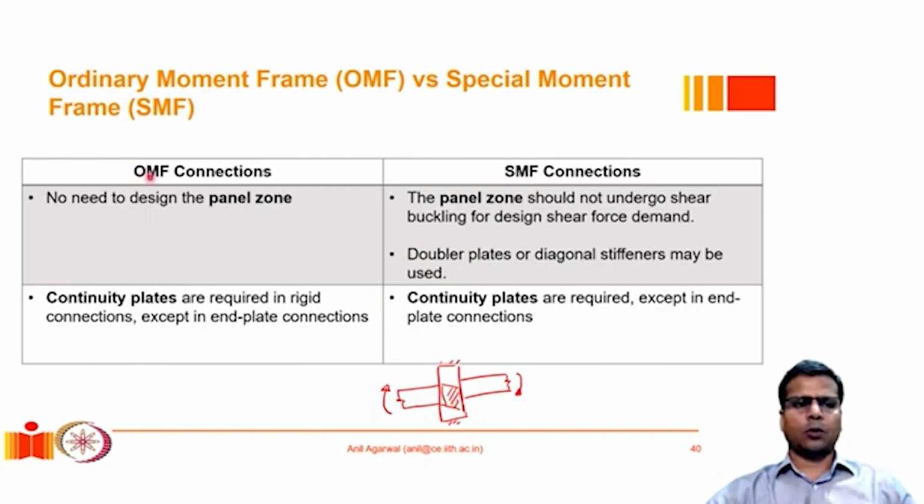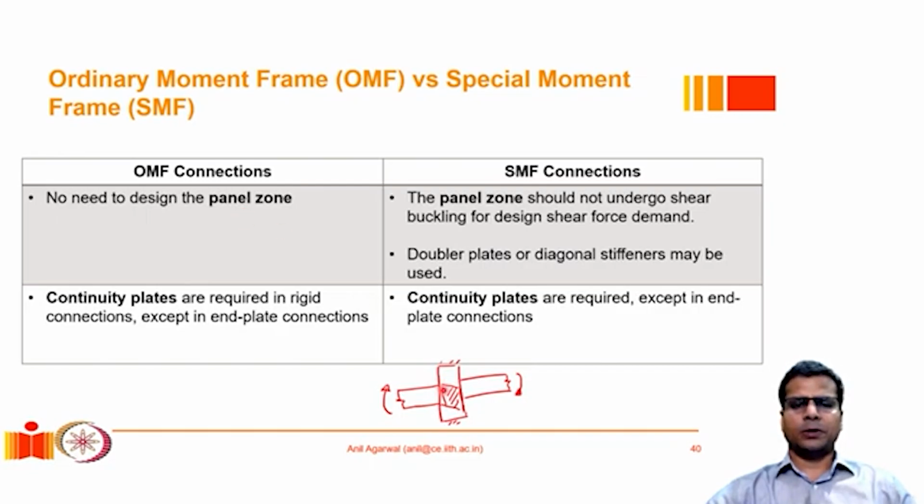So for ordinary moment resisting frames, the shear panel is not required to be particularly designed, and only the continuity plates are required in rigid connections if end plate connections are not used. If end plate connections are used, then we can assess the requirement of continuity plates. They are not mandatory. If we are welding the flange of the beam directly to the column, then continuity plates are mandatory in ordinary moment resisting frames.